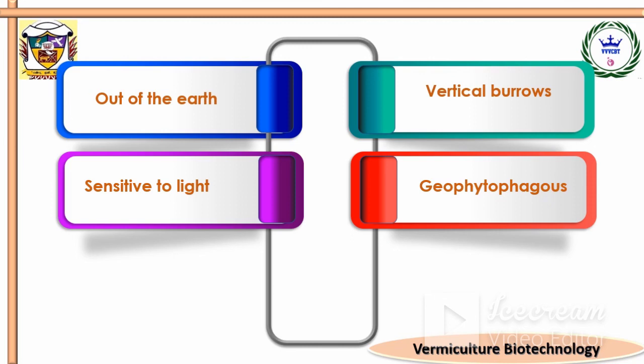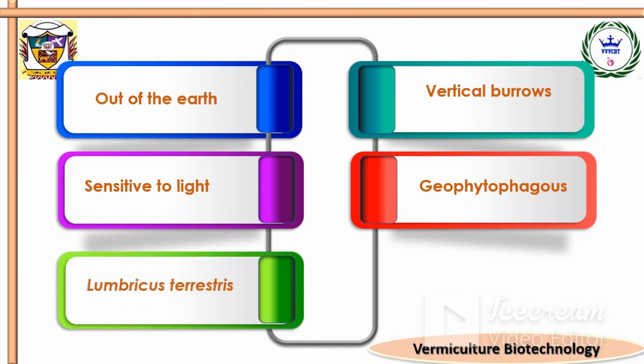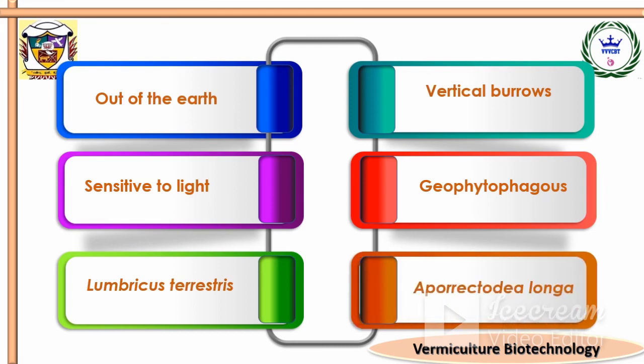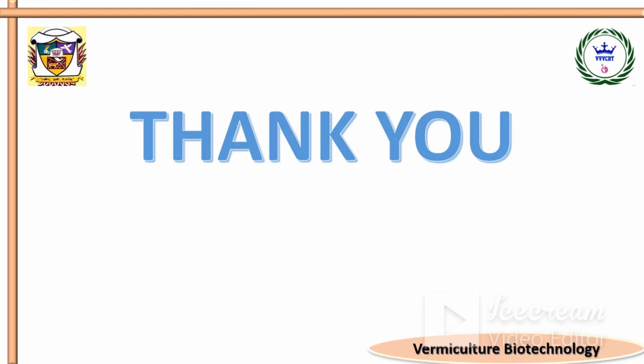The anecic worms modify soil structure through the construction of burrows and enhance the decomposition of plant debris. Some of the common examples seen in this type are Lumbricus terrestris, Lampito mauritii, Aporrectodea longa. These are about the classification of earthworms. Earthworms are distributed all over the world, so earthworms are cosmopolitan.